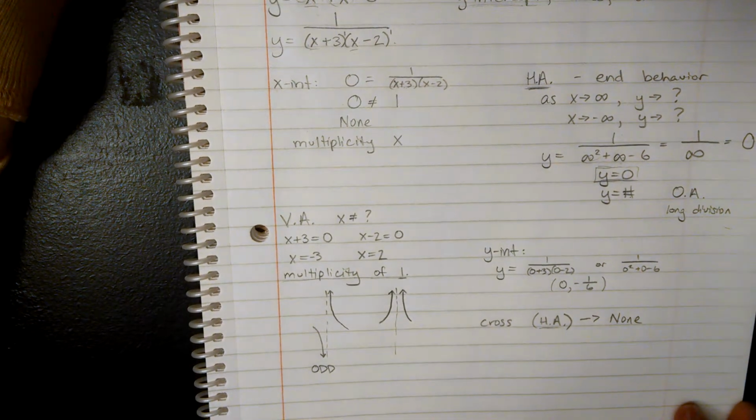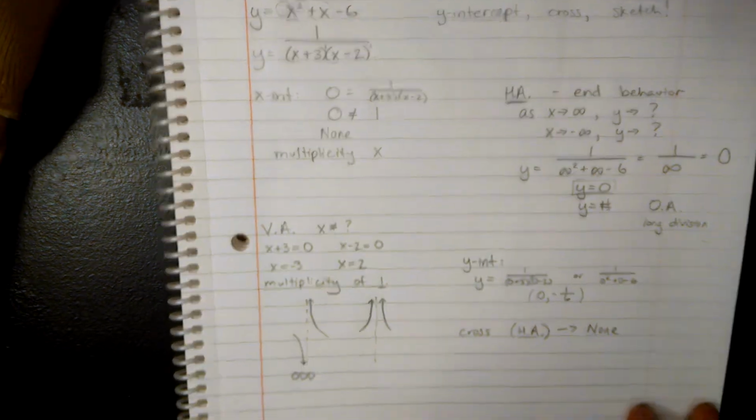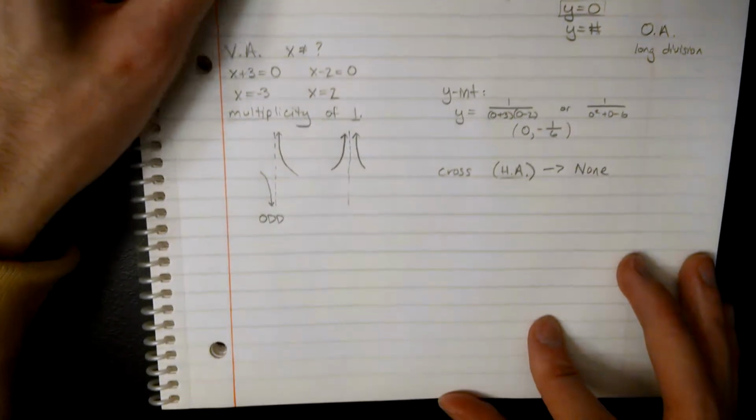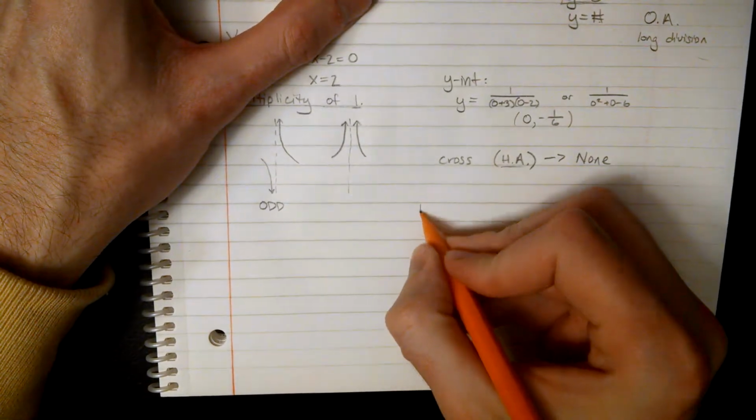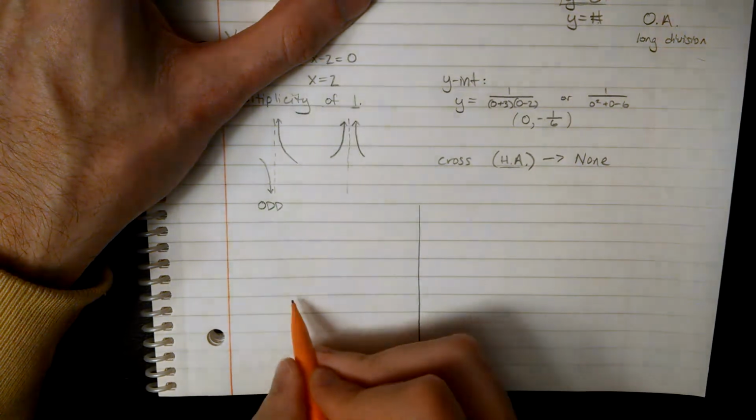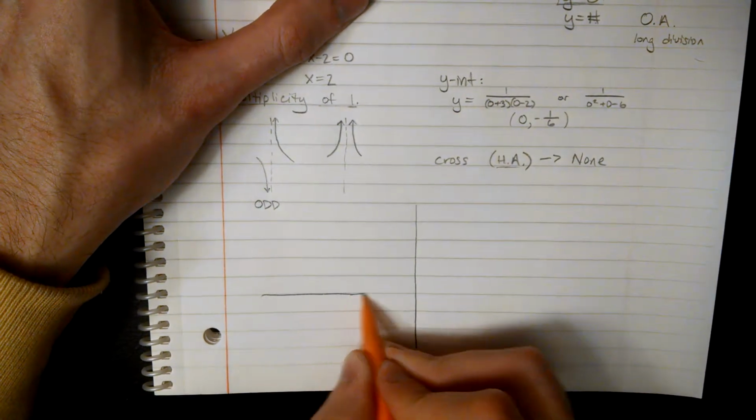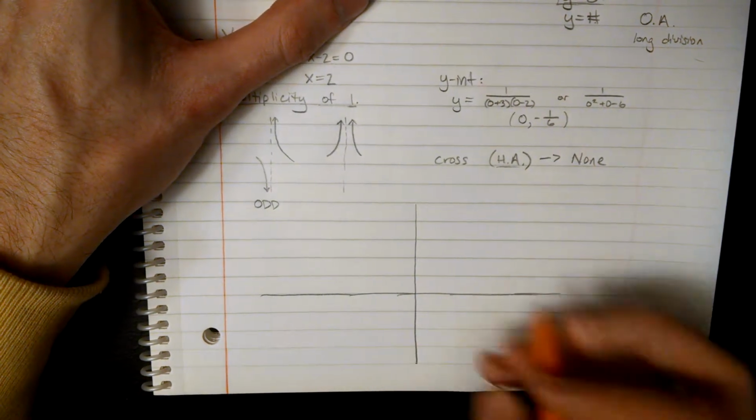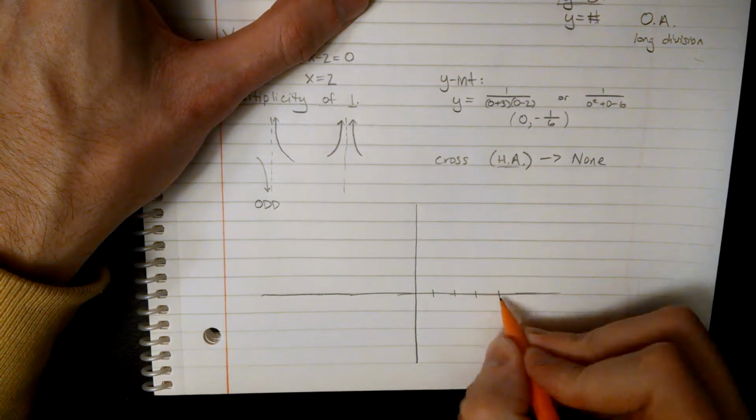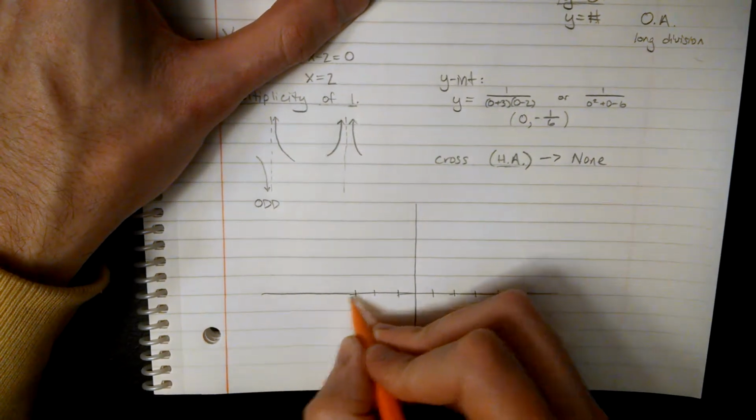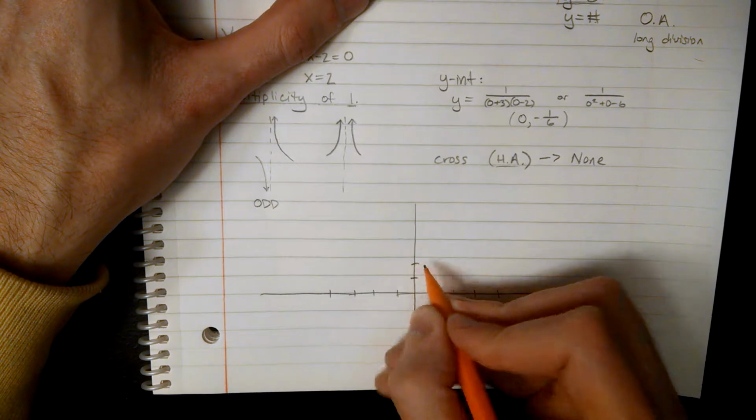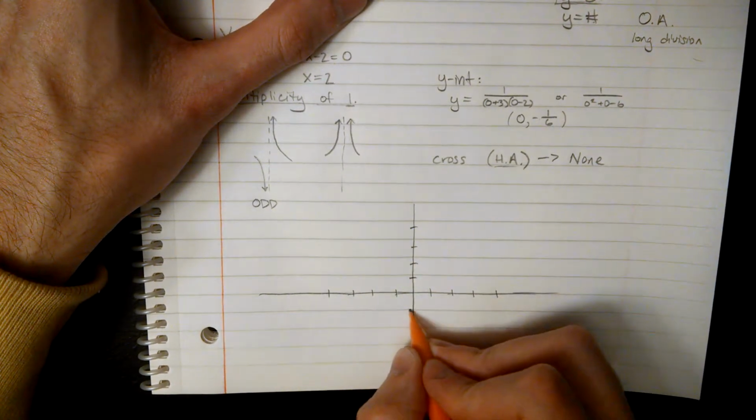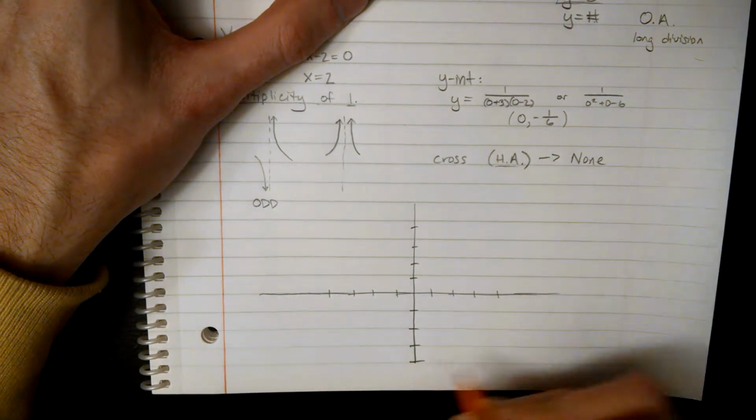Okay, so now we found everything on my list. The next thing is to sketch the graph, so I'll show you how to tie everything together here. First I'm going to draw myself a little grid and label some points there. 1, 2, 3, 4. 1, 2, 3, 4.